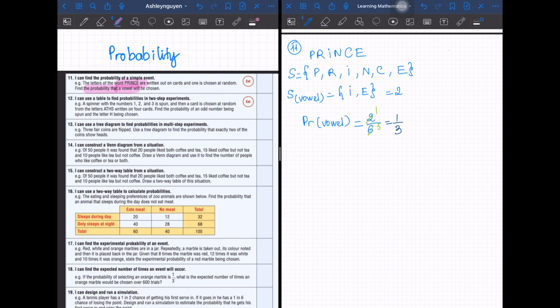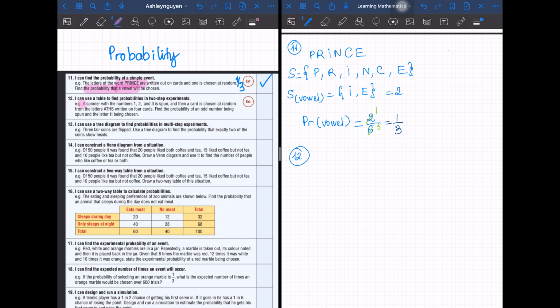Alright, let me change the color. Now that's done, you see 1 over 3. So whenever you have done a one and you feel confident with that, you can tick on that and keep moving on. Number 12.